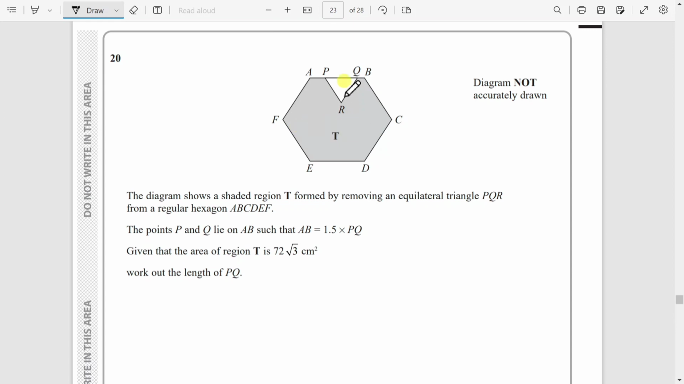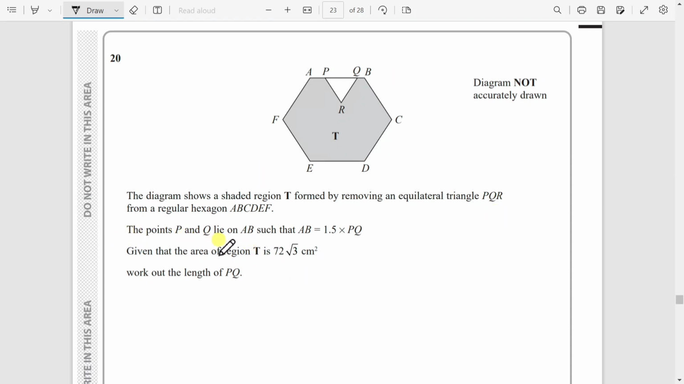Wow, okay, you got a hexagon and an equilateral triangle. Oof. So the diagram shows a shaded region T formed by removing an equilateral triangle PQR from this regular hexagon. They really upped the level in this paper, you know. Compared to other papers, it was never this level. They definitely upped it. Now, let's try this one out.